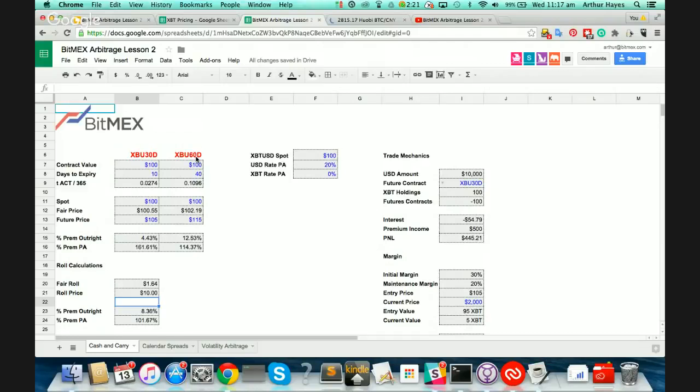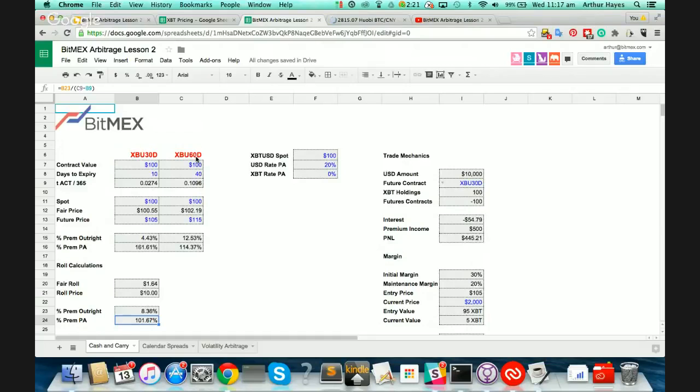So now we can compute the actual premium outright. So we have an 8.36% return from starting in 10 days, going out another 30, and then we have this per annum return. So it makes sense for us to buy back the XBU 30-day and then resell the XPT 60-day.